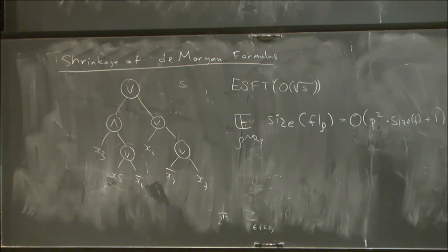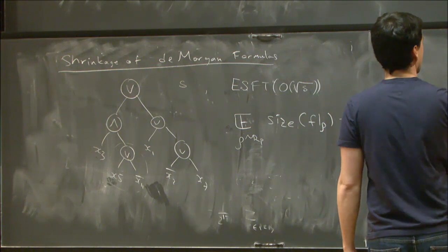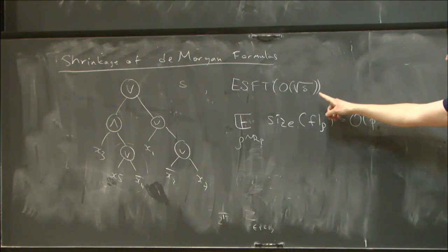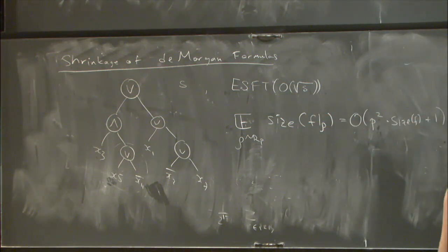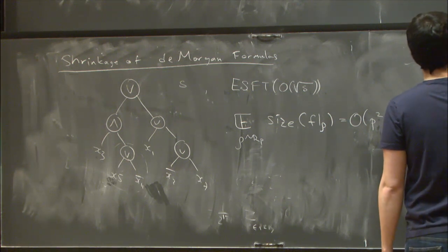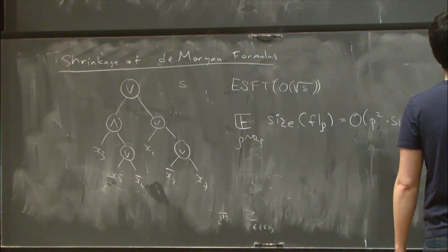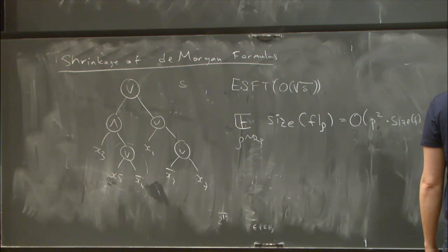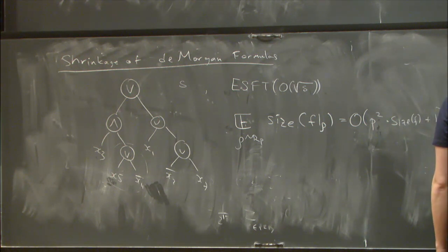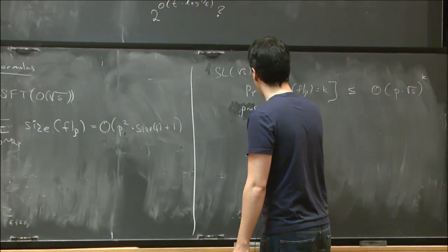So there is not much to do. We have done most of the preparation in order to prove this thing. Recall that if we assume this, we know the switching lemma with parameter square root s. So we know the probability that the degree equals k is at most a constant times p times square root s to the k, under the restriction.